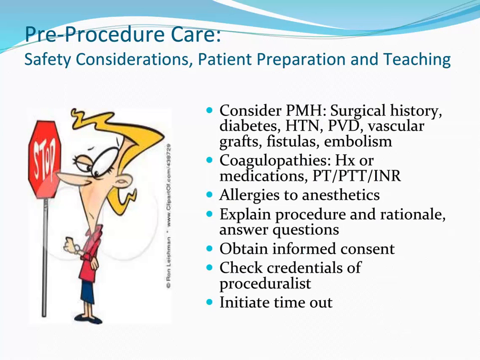Before going any further, remember your standards of procedural safety and complete your pre-procedure care. Consider past medical history and what may place your patient at increased risk. Do they have a coagulopathy? Do you need to take any steps to mitigate bleeding risks? What about allergies? Be sure to check with your patient and family to explain the procedure and see if they have any further questions. Check to make sure the proceduralist is credentialed to perform the intervention.